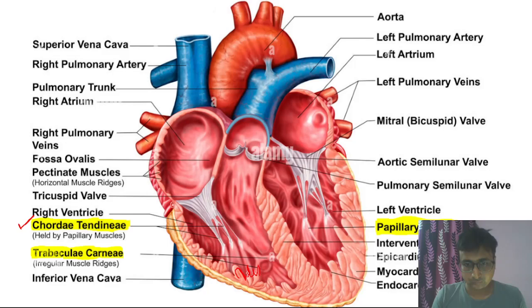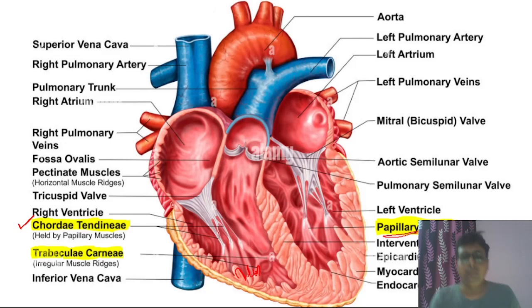Chordae tendineae is a fibrous structure, collagenous, made up of collagen and elastin. It is a cord-like structure which helps in the attachment of the valve, mainly the atrioventricular valve, so that the valves do not prolapse or evert back during the pressure provided by the blood from the ventricles.